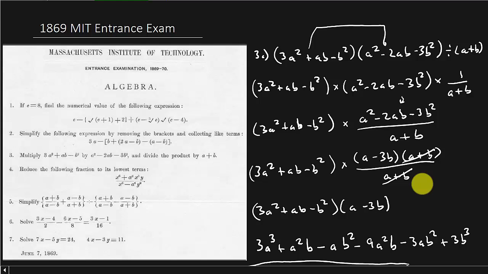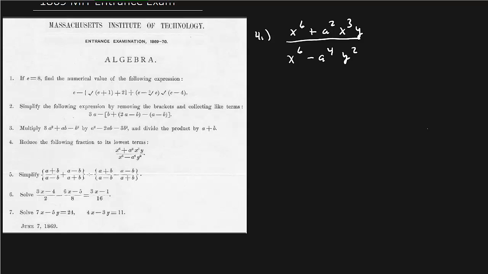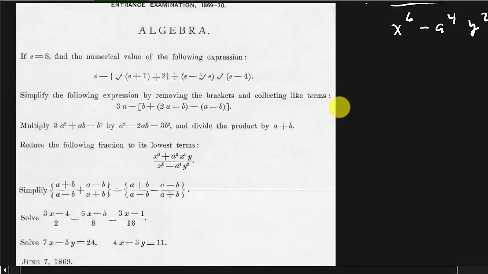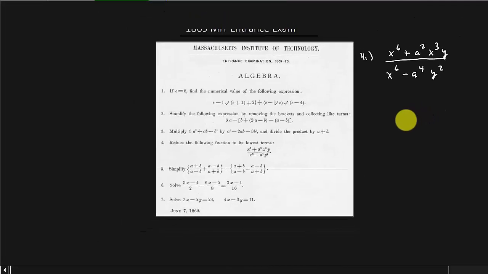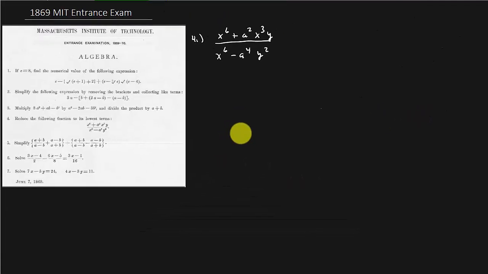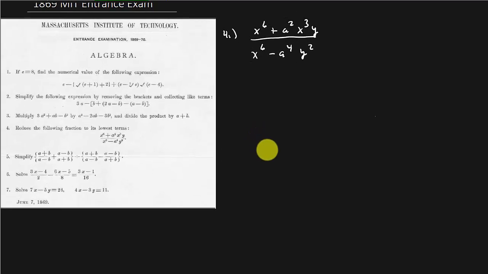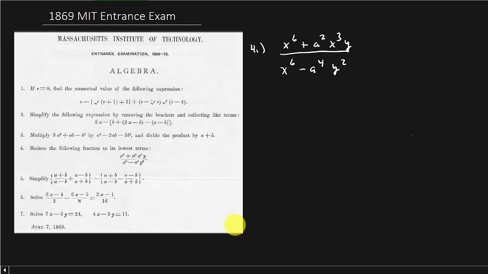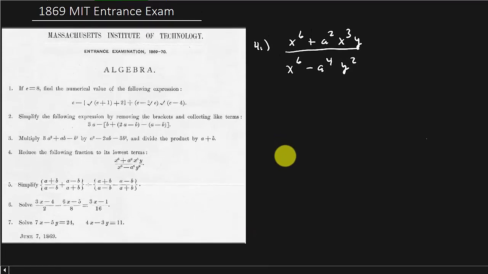All right, let's look at problem number 4. I know it's kind of difficult to tell, but those look like x to the 6 to me. x to the 6 plus a squared x cubed y, x to the 6 minus a to the 4th y squared. So that's what it looks like to me. Let's see if we can get this a little bit bigger there. Okay, anyway, that'll be good.